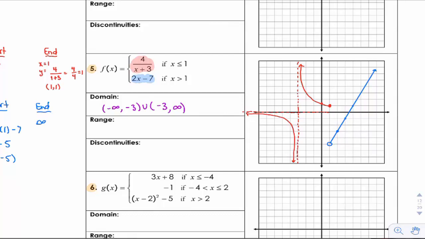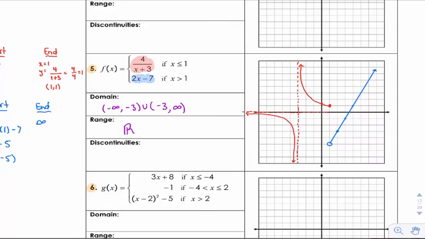So in this case, my range, if you look, the only issue that may occur is this horizontal asymptote here, but notice that point is filled as well with my other piece. So my range is actually going to be all real numbers.